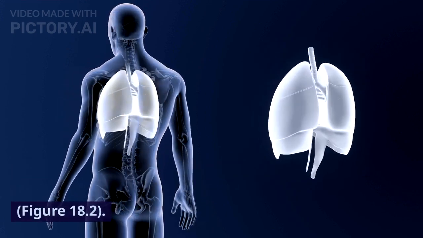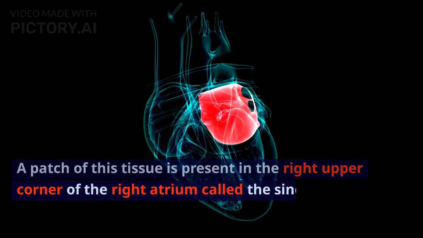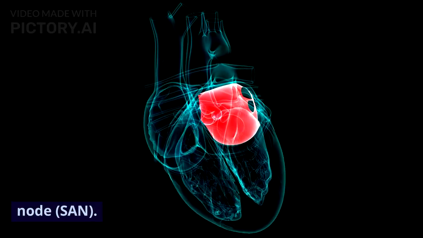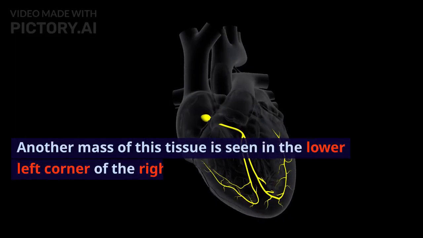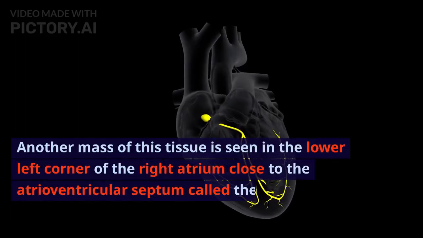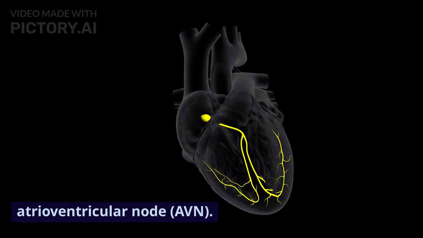Figure 18.2. A patch of this tissue is present in the right upper corner of the right atrium called the sino-atrial node, SAN. Another mass of this tissue is seen in the lower left corner of the right atrium close to the atrioventricular septum called the atrioventricular node, AVN.